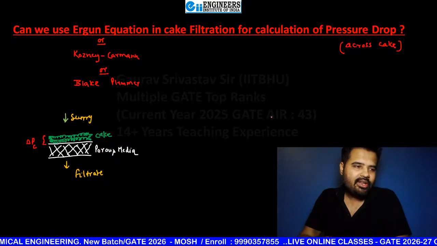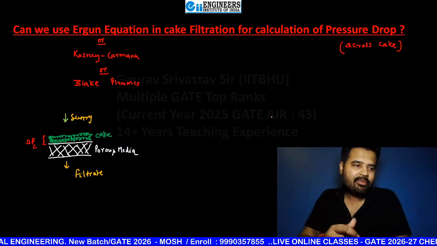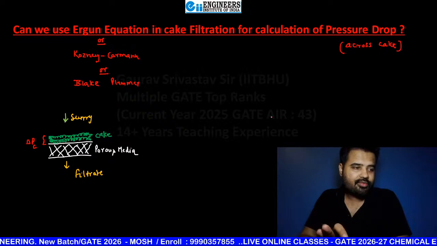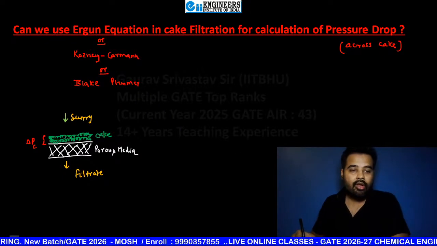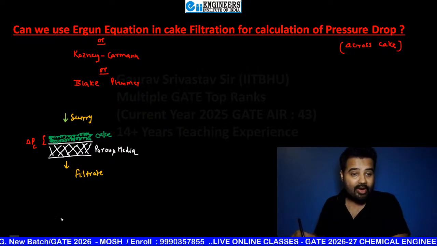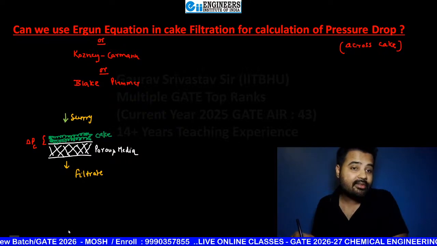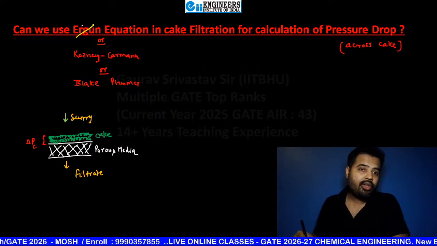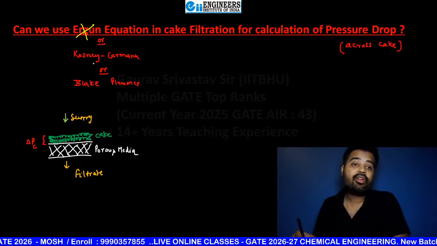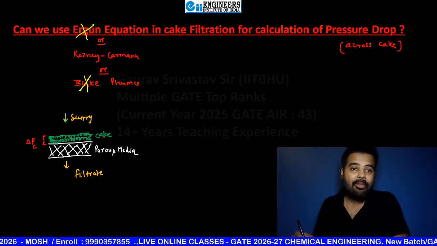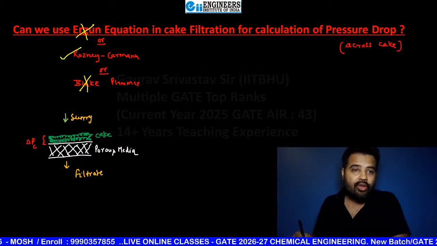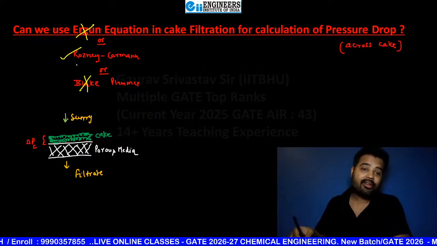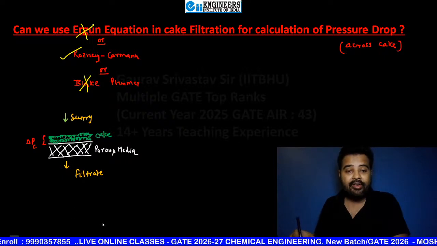Don't know, any medium. That means you are saying that any equation we can use. Okay. So my dear students, the right answer is you can't use the Ergun equation. You can't use the Blake-Plummer equation, but you can use the Kozeny-Carman equation. Can you tell me what's the reason behind it?